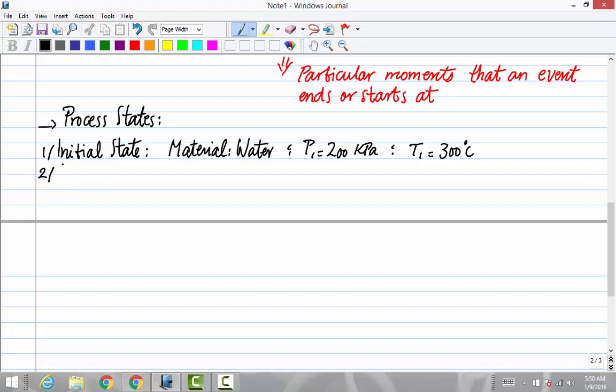the intermediate state is, well, what is the material? What is it? What's the state? It is the water is allowed to cool at constant pressure. It's talking about the process. I don't care. I'm just focusing on the state. Until it exists as saturated vapor. Perfect. This is what I'm looking for.